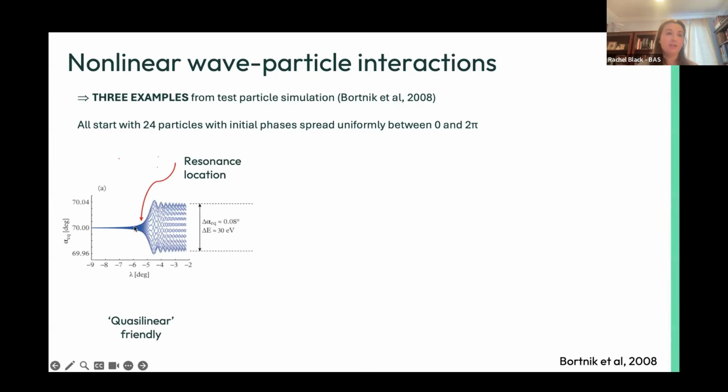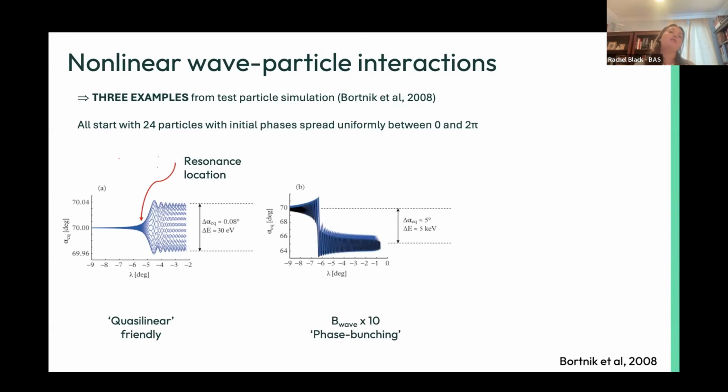The resonance condition occurs here. We have the waves interacting with these 24 particles at this point, and you can see that this spread in pitch angle is uniform across a very small range due to this initial random uniform spread between 0 and 2 pi of the particle phases.